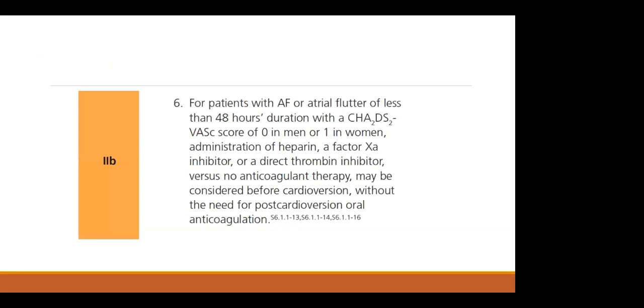If the patient has atrial fibrillation less than 48 hours and his CHA2DS2-VASc score is low, 0 in men or 1 in women, it's a class 2B. You can actually do a cardioversion without anticoagulation, and you may consider giving anticoagulation during a cardioversion, because this AF duration is small and this patient will not need long-term anticoagulation. This is what the guidelines say.